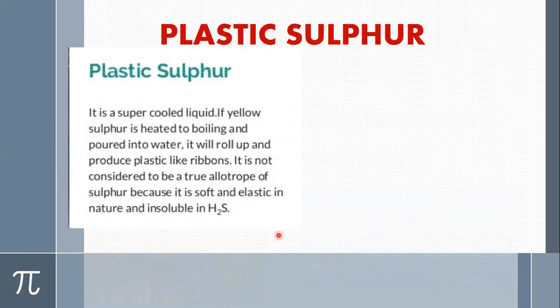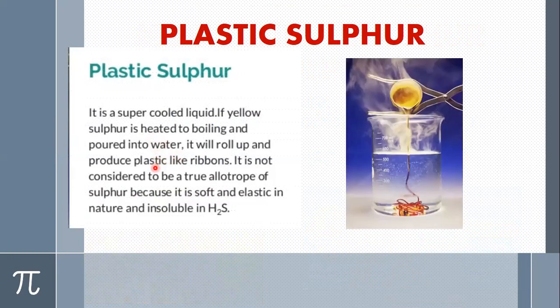Plastic sulfur. It is a supercooled liquid. If yellow sulfur is heated to boiling and poured into liquid, it will roll up and produce plastic-like ribbons. It is not considered a true allotrope of sulfur because it is soft and elastic in nature and insoluble in H2S, hydrogen sulfide.